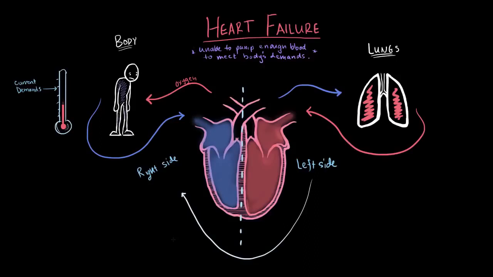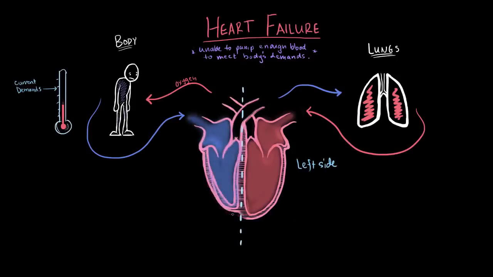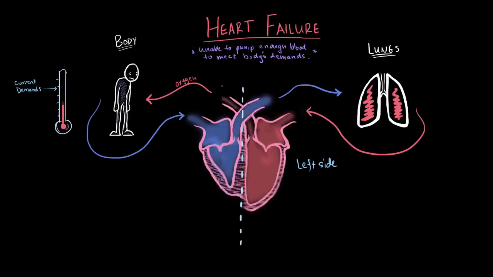So, depending on which side this is happening on, the left or the right, the symptoms are going to be a little different. Let's just go ahead and start with the left side first. Since the left side pumps blood out to the body, that means it's coming in from the lungs. And if it's not pumping it very efficiently to the body, that blood starts to get backed up into the lungs. Think of it like a traffic jam.